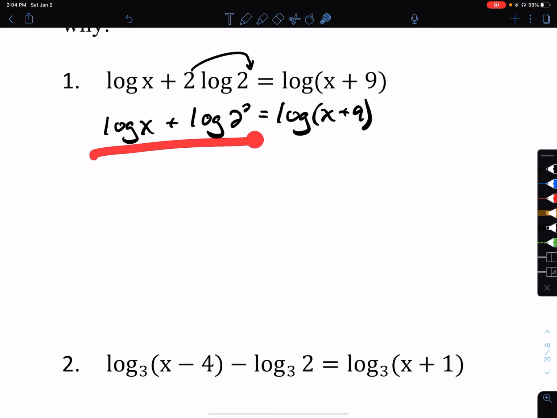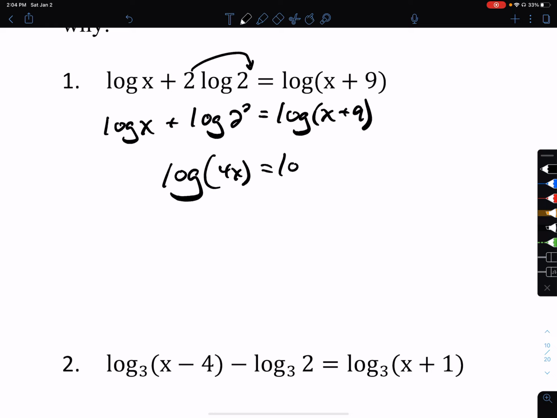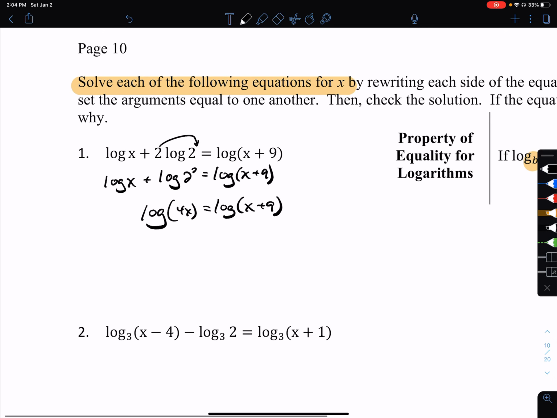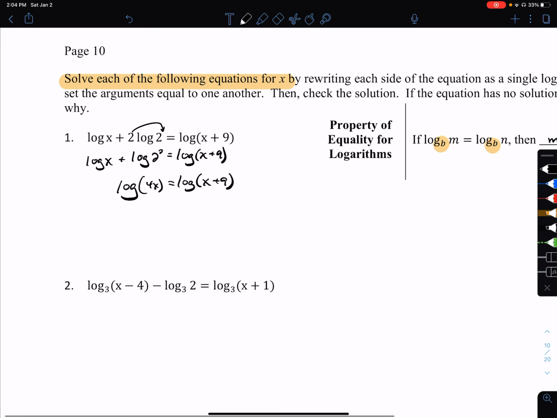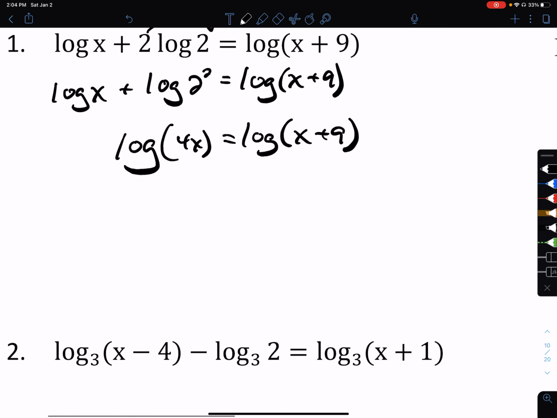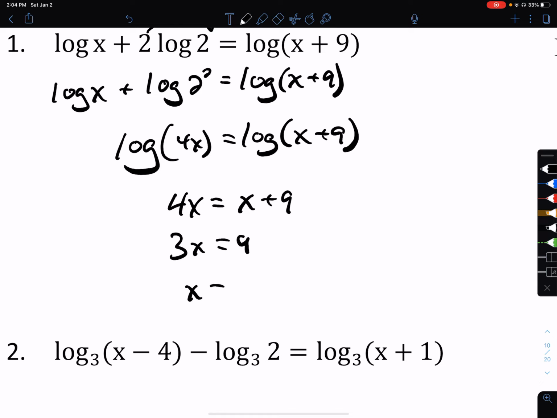Now I can use the product property and multiply these two arguments using this common log. Hope that you all understand that 2 squared is 4. So this is going to be common log of 4x equals common log of x plus 9. Now using the property of equality, which once again is this fellow right over here, we can set the arguments equal to each other. So 4x is equal to x plus 9. If you subtract x from both sides, you get 3x is 9, therefore x is 3.